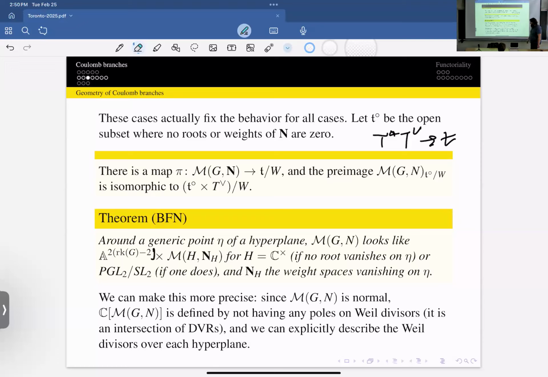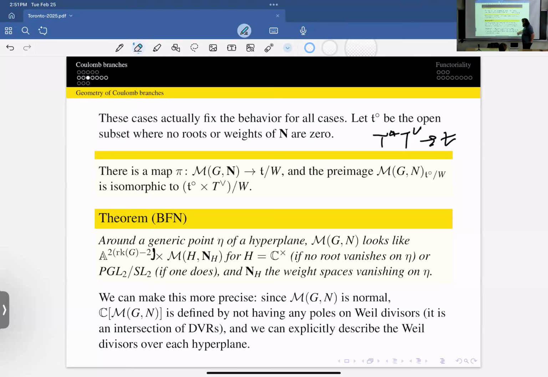And to answer Sasha's question more comprehensively, in his paper they prove that this is normal. So if a variety is normal, I'm an element of the coordinate ring if I don't have any poles on a divisor. One way to say this is, if I have something that's normal, it's the intersection of all the DVRs that contain the coordinate ring, where the DVR is just the things that don't have a pole on that particular divisor.